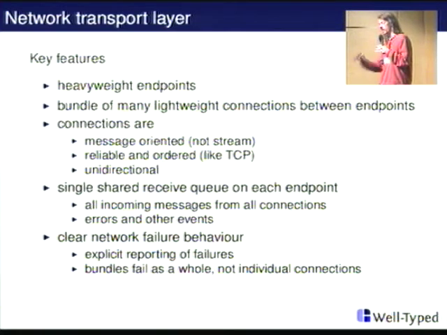So the key features of this transport layer is you've got these heavyweight endpoints. So you have like one endpoint per Cloud Haskell node. And then between endpoints, you can have a bundle of many lightweight connections. And those connections are reliable and ordered. You send messages over them, not streams of data. And they're unidirectional, just because that was simpler, they're lightweight. On each endpoint, you have a shared receive queue. So you receive messages from all the connections in one. When you call receive, you can get a message on any of those connections, and it just tells you which connection ID it was from.